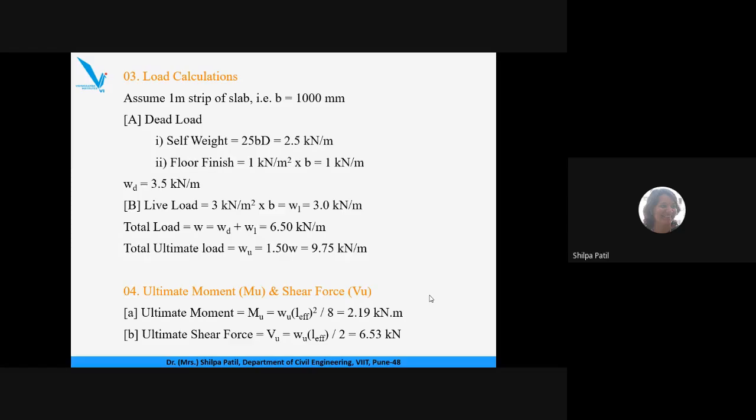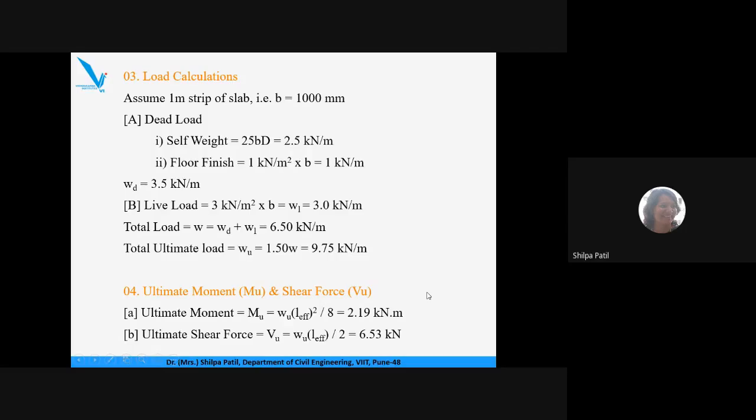Do the calculation quickly. Are you getting the same value? Yes, ma'am. Great. Similarly, the ultimate shear force is calculated as WL by 2. So all the values are put here and the value is calculated as 6.53 kilonewton.